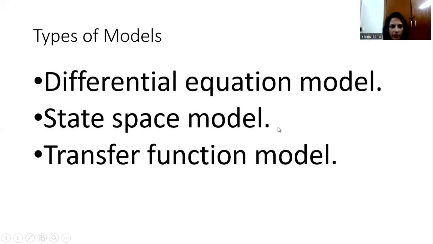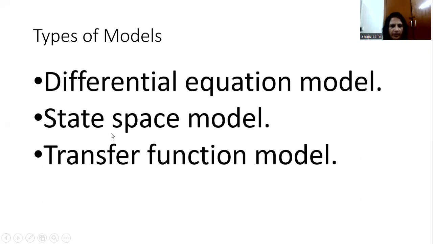So as I've already said, that when we talk about the mathematical models, the simplest is the differential equation model. But what is the problem? That it is very difficult to get the solution of the differential equations. So we go for the simpler model, that is the transfer function model, that has been shown over here at the third number.